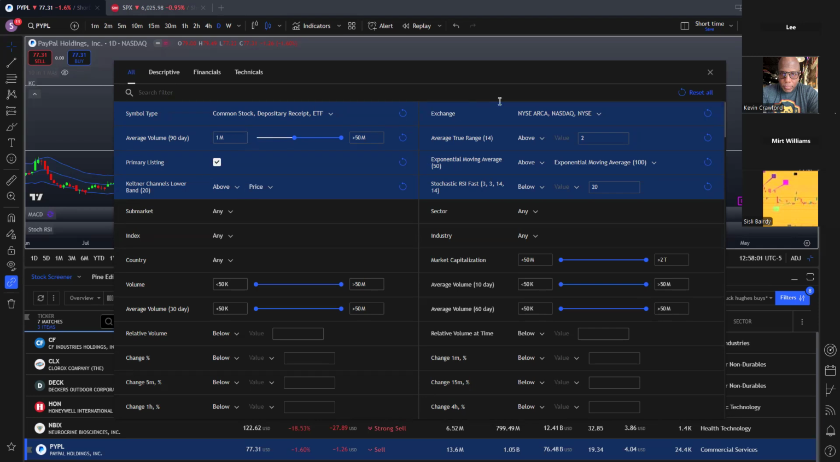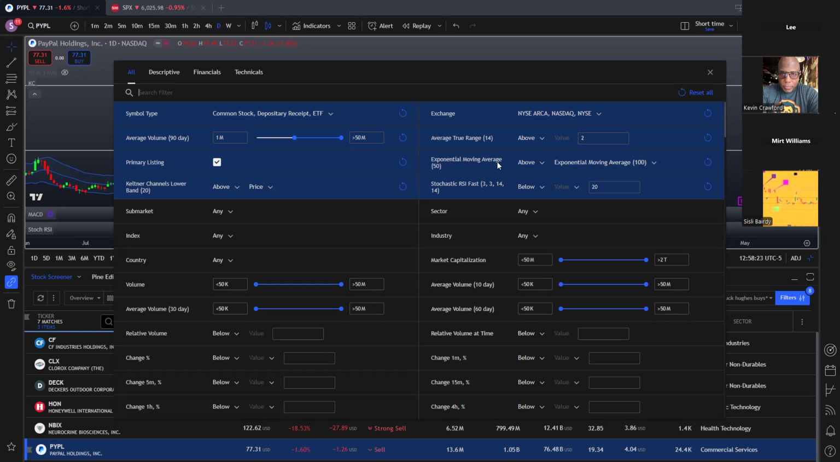Then what we're going to do, make sure the exchange is fine. My average true range, the exchange, you want to have all of them on here. The average true range, I want to be above $2 per day because we need stocks that move. And stocks that move at least $2 per day, we should be able to get some nice movements in the option contracts.